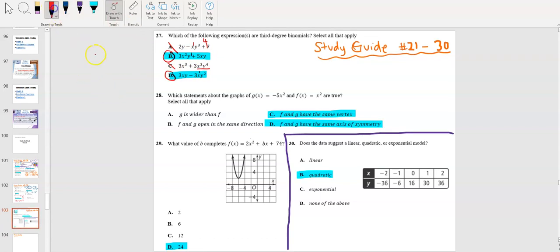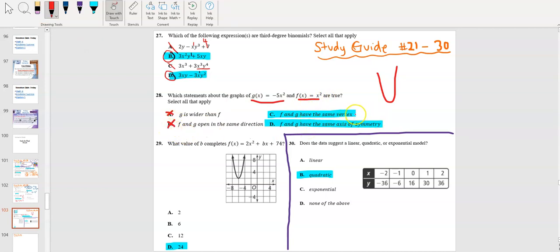All right, so our next question, 28, is talking about these two functions, g of x and f of x, and we want to know the difference between them. If you remember correctly, when the absolute value of the a is greater than 1, that means that it has a steeper slope, so it's going to be narrower. So A cannot be the answer. Because the a value here is negative, and this one is the parent function, which is positive, they do not open in the same direction.